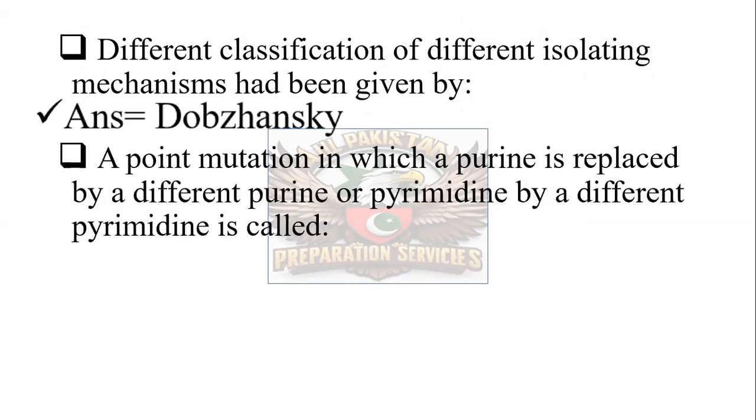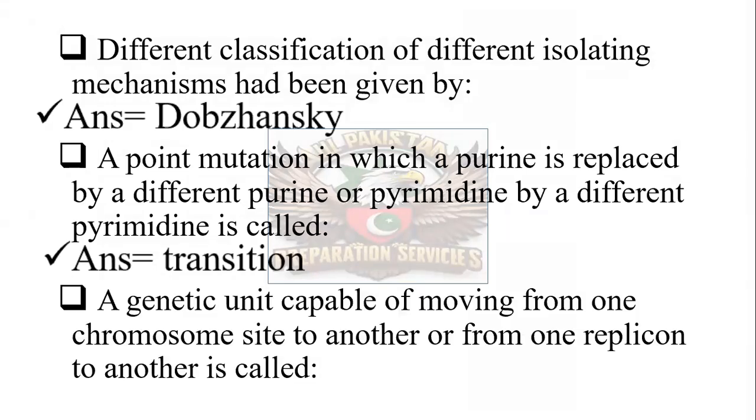A point mutation in which a purine is replaced by a different purine, or a pyrimidine by a different pyrimidine, is called transition. A genetic unit capable of moving from one chromosome site to another, or from one replicon to another, is called transposons.